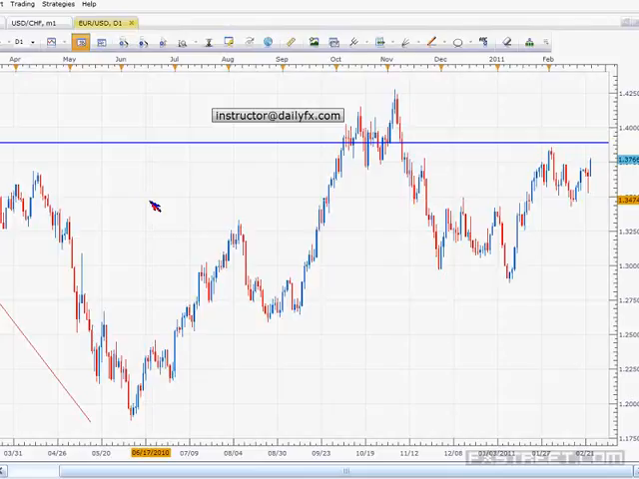And my Fibonacci's, by the way, I have them defaulted to the 61.8 and the 78.6. These are the fibs that I care about the most, and then a little bit on the 38.2. And so you can see it. We blew through the 618. We came very close to the 786.